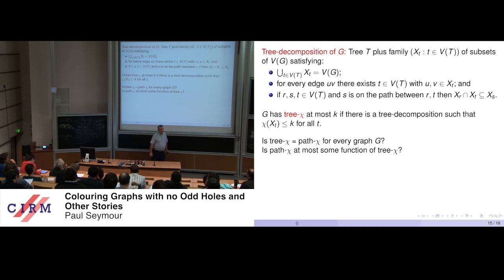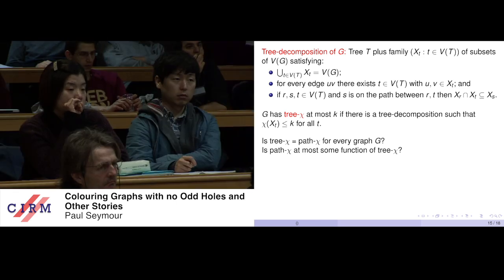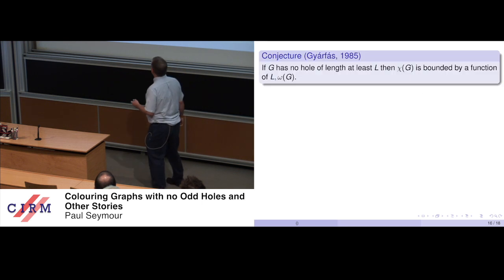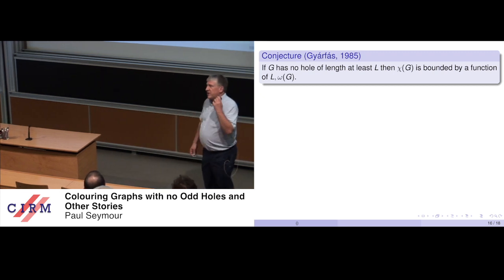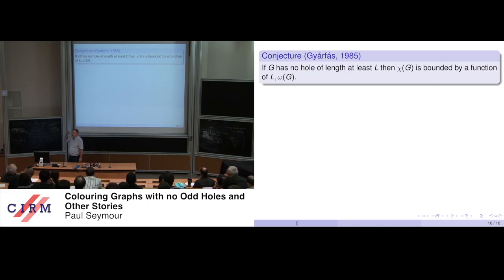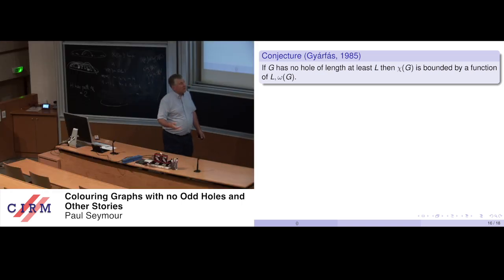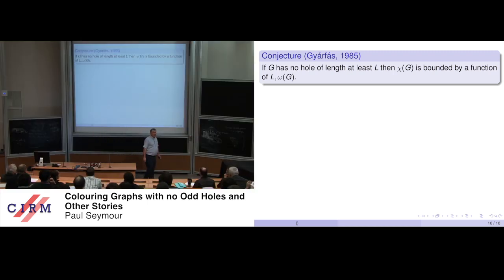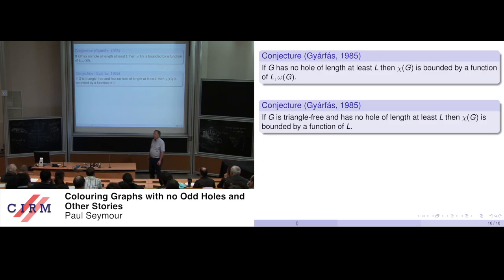It does say, well, maybe it would be better if they didn't exist, because I'm going to prove now, I'll show you what I'm going to prove. There's a conjecture of Gyárfás, another conjecture of Gyárfás. The first one we were looking at was for graphs that don't have an odd hole. There's another conjecture of Gyárfás about graphs that don't have a long hole, a hole of length at least L. So I don't care if it's odd or even, but if you don't have a long hole, then the chromatic number is bounded by a function of L and omega. And that's not even proved for triangle-free graphs.